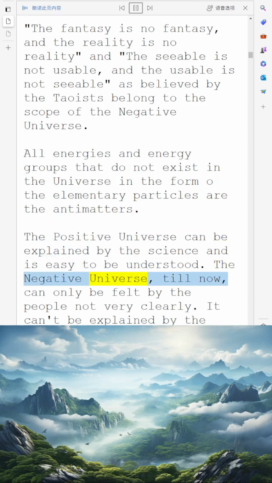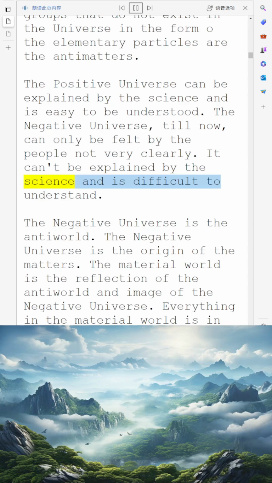The negative universe, till now, can only be felt by people, not very clearly. It can't be explained by science and is difficult to understand. The negative universe is the anti-world. The negative universe is the origin of matters. The material world is the reflection of the anti-world and the image of the negative universe.